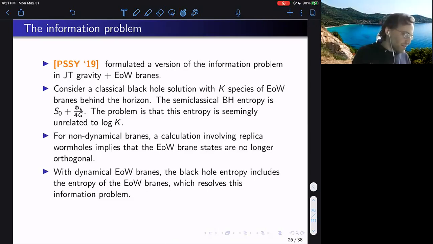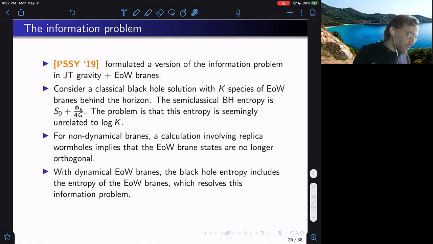Okay, so now it seems like there are two different scenarios to consider. One with dynamical end-of-the-world branes and one without dynamical end-of-the-world branes. And so one question might be, which one is probably a better toy model for what happens in higher dimensions or more complicated theories? And I would say that the non-dynamical brane model is probably better for intuition about Hawking's original paradox.